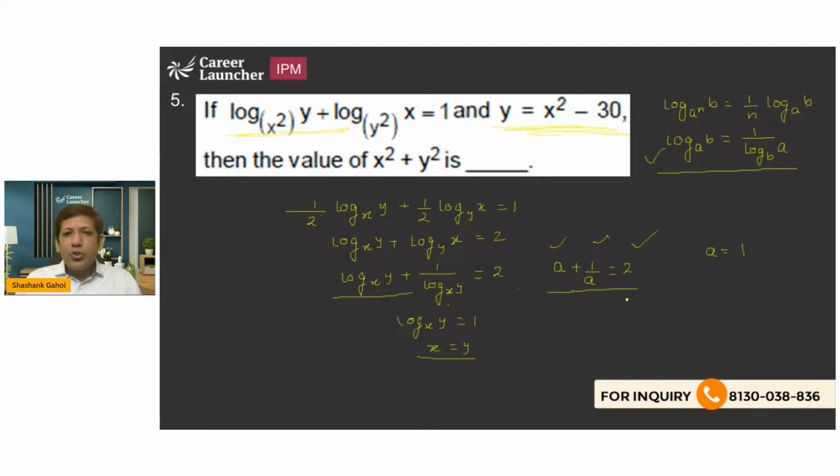Now, basically x is equal to y, so I am just putting y equal to x. So x equal to x square minus 30. So I can write x square minus x minus 30 and that is equal to 0. If I factorize, what I'm going to get? I'm going to get x minus 6 into x plus 5 and that's equal to 0. So from there I'm going to get x is equal to either 6 or minus 5.